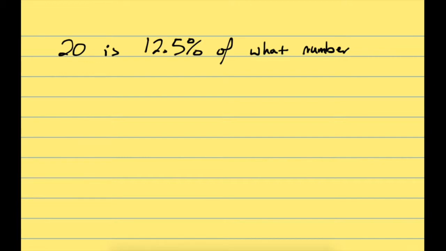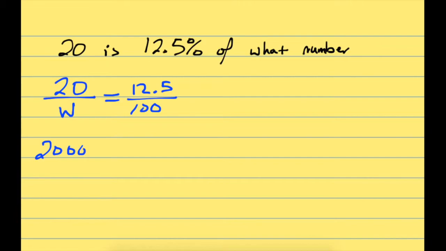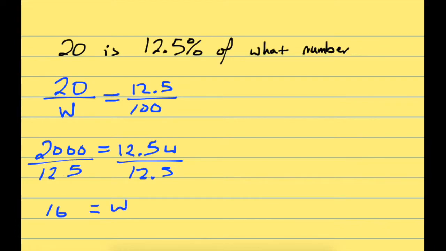Okay, so if we're doing the cross multiplication method, the is, the part, goes on top, and we don't know the whole, so we'll call that W. And that's got to be 12.5 over 100. So when we cross multiply, we get 2,000 equals 12.5 times W. Then I divide both sides by 12.5, and I get W equals 160.